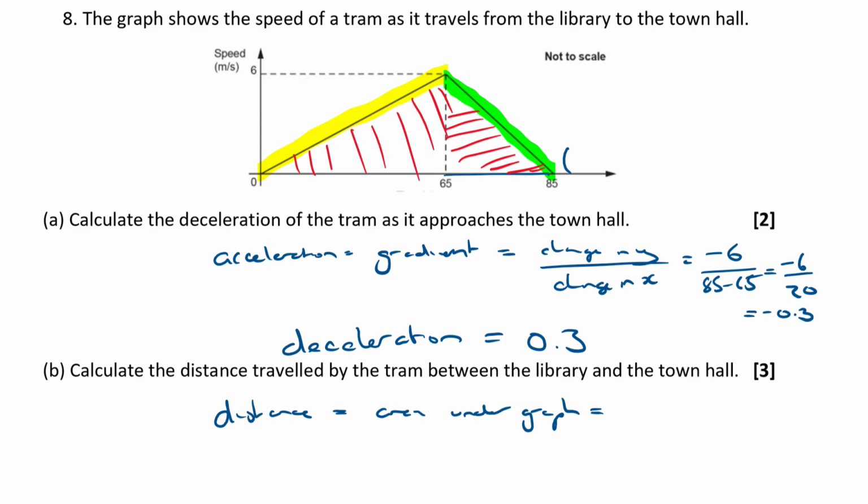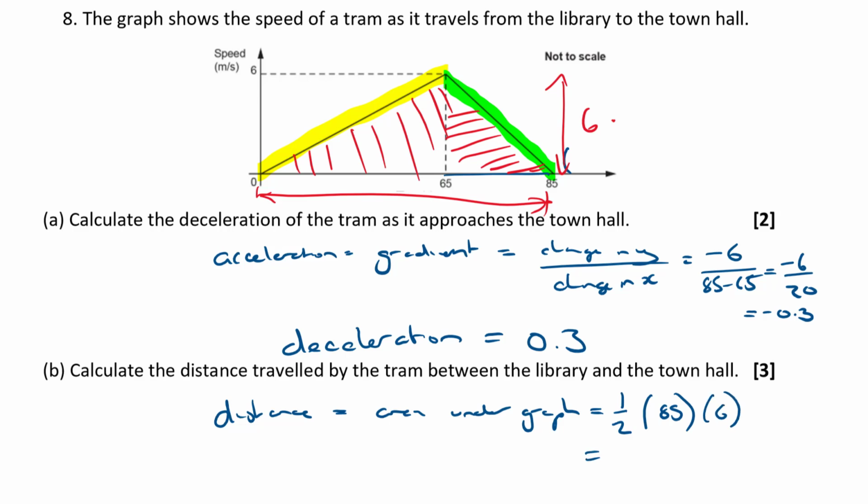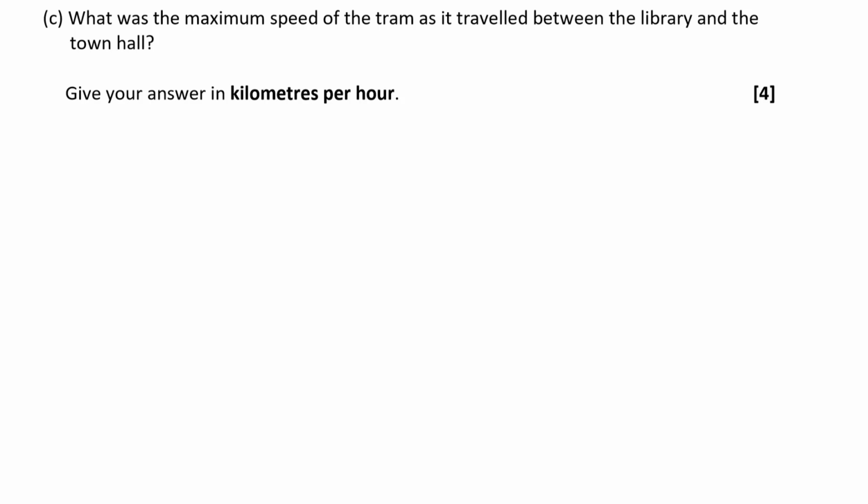So you can use the baseline all the way across from there to there, which is 85, and the height of the triangle is 6. So I'm just going to work it out as one big triangle, half baseline of 85 and a height of 6. So half 6 is 3 lots of 85, 240, 255. 255, and what's the units? It's in meters per second and seconds, so that's going to have to be meters then, isn't it? 255 meters.